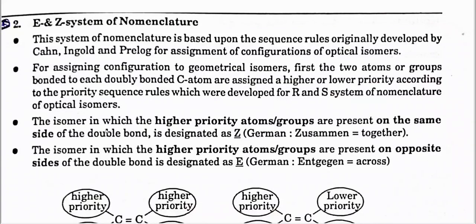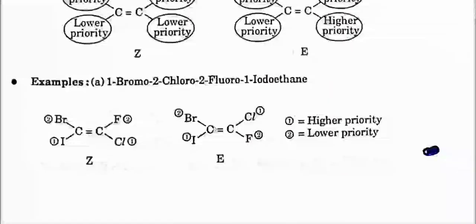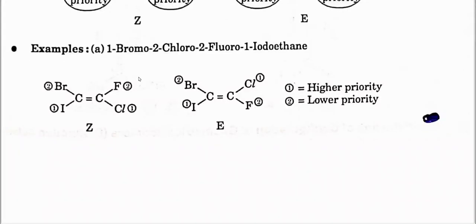The isomer in which the higher priority atoms or groups are present on the same side of the double bond is designated as Z. The isomer in which the higher priority atoms or groups are present on opposite sides of the double bond is designated as E. Example: 1-bromo-2-chloro-2-fluoro-1-iodoethene.